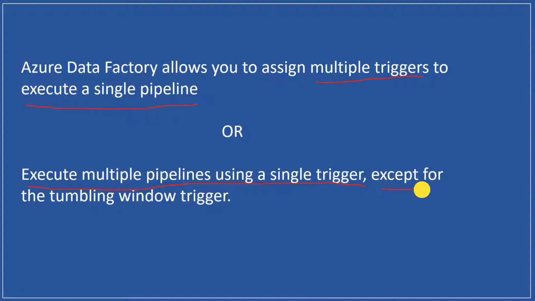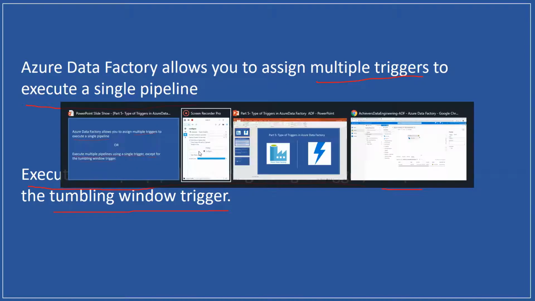However, there's an exception for the tumbling window trigger because it does not support a many-to-many relationship. So with a tumbling window trigger, you can execute only one pipeline. All right. However, the differences between these different types of triggers we are going to talk about in other videos. So let me take you to Azure Data Factory and show you how it looks over there.